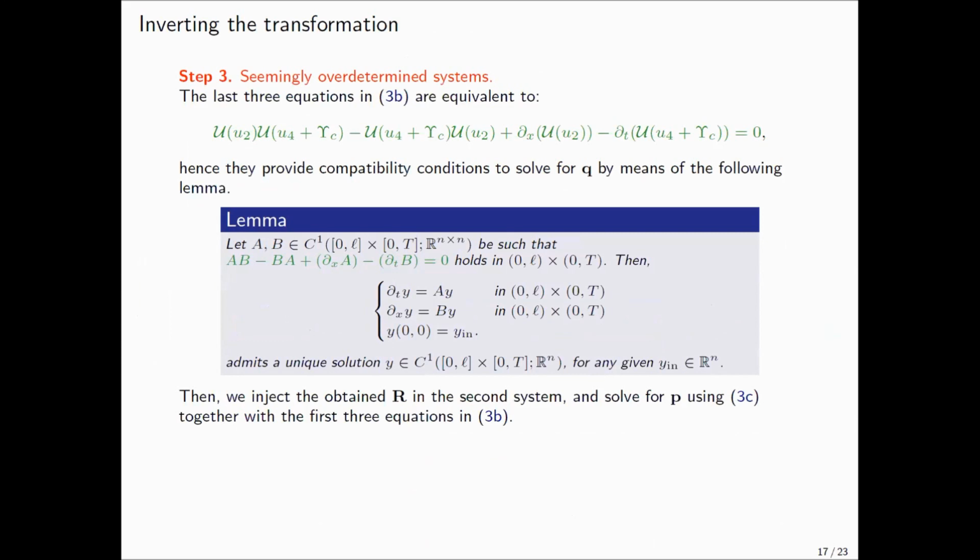So the last three green conditions will give this identity here, which can be used together with the lemma given here to prove that there is a quaternion solution to the first system. Once you have this, you can get the rotation matrix and inject that in the second system for P. And again, it looks like it's overdetermined, but you can use the first three green equations to show that in fact there exists a unique solution. So this is for the transformation.